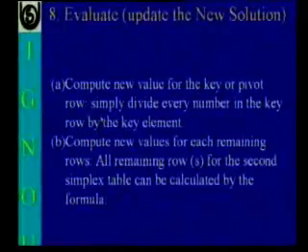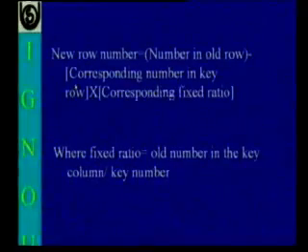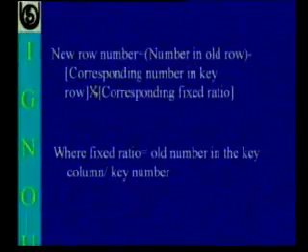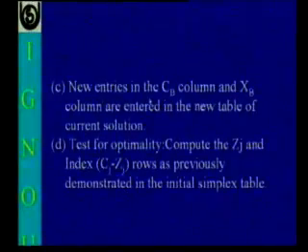If we again calculate the value of Zj and Cj minus Zj, and we get any positive number, then we will again calculate the value. Now the new number is found out as a number in the old row minus the corresponding number in the key row into the corresponding fixed ratio, where the fixed ratio is the old number in the key column divided by the key number. New entries in the CB column and the XB column are entered in the new table of the current solution.